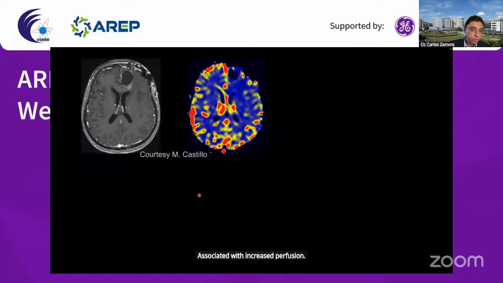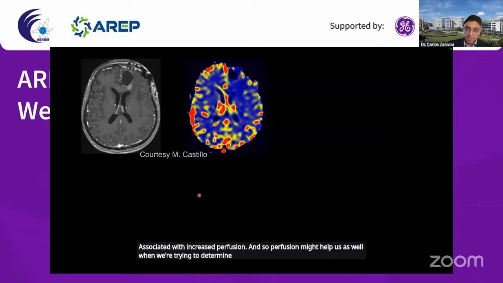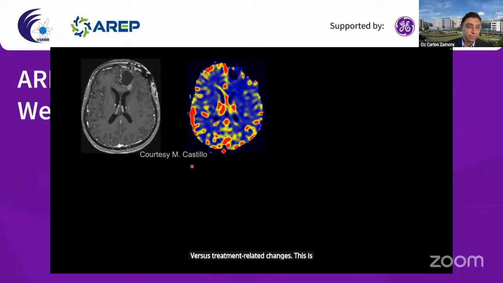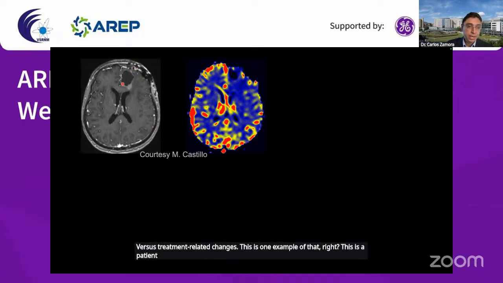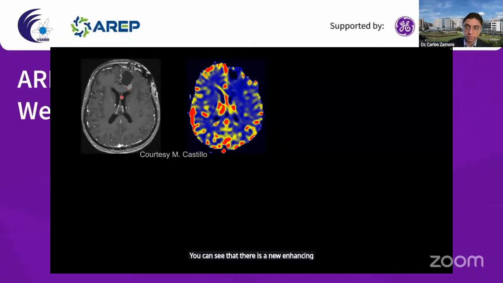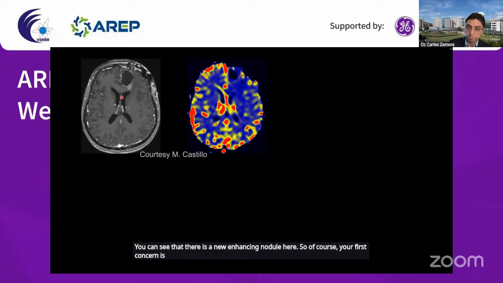And so perfusion might help us as well when we're trying to determine post-treatment changes versus recurrence, right? We know that in patients who have been treated, one of the main issues is knowing if a change represents true progression versus treatment-related changes. This is one example of that, right? This is a patient who has already been operated. The patient had a glioblastoma. There is a resection cavity in the left frontal lobe, and this is a couple of months after surgery. You can see that there is a new enhancing nodule here. So, of course, your first concern is, this might be progression, right?